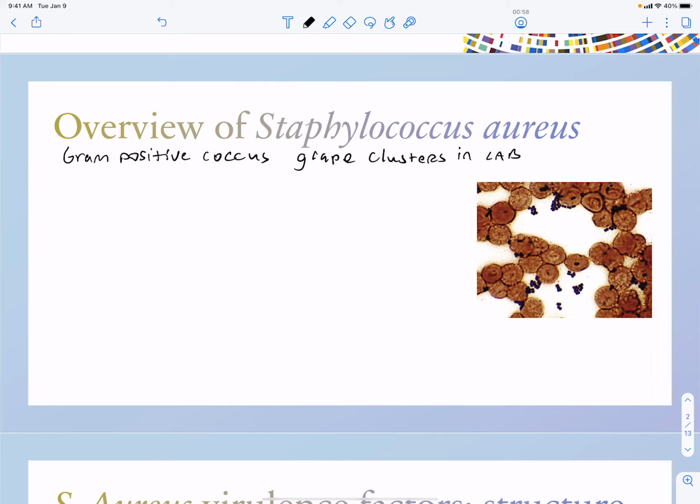Now, in a person, bacteria don't always look how they look in a lab. So, in a patient sample like the one you see here, you can see some singles, some doubles, some clusters. So, it doesn't always have to follow the pattern that you see in the lab. But having the clusters in a gram stain in the lab is a sign that it could be staph.